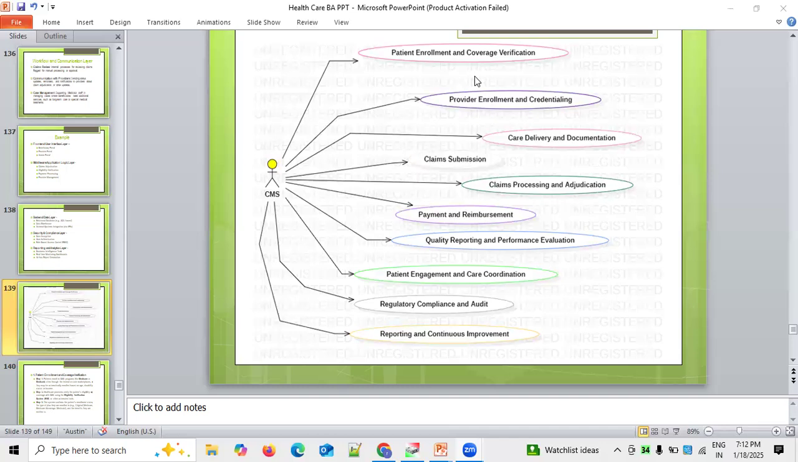So when we are working for any CMS, which is the Centers for Medicare and Medicaid Services, as far as the business flow with regard to healthcare integration itself is concerned, this is it. So how patient enrollment and coverage verification will work, how provider enrollment and credentials will work, and the rest of the things, right? The remaining things, etc.